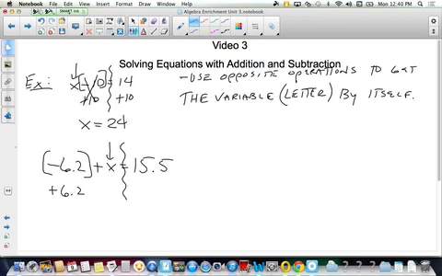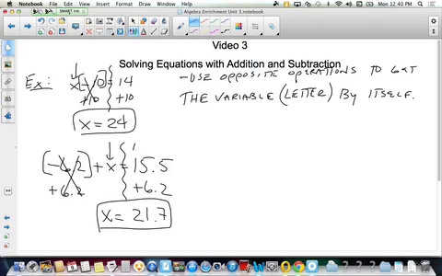Again, the equal sign is my divider. Add 6.2 to both sides. That'll cancel the 6.2 here. And if I add those together, I get 7, 11, carry the 1, 21.7. Okay? 21.7 will be my answer.